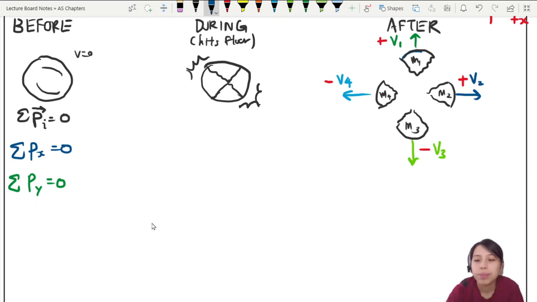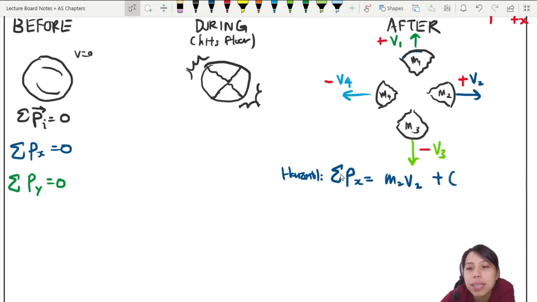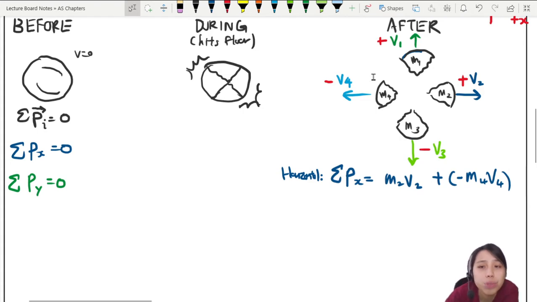After collision, you can say that the total momentum in the horizontal can be added up by a few plates, which is the one moving to the left and the one moving to the right, because X is horizontal. So I must break up into horizontal and vertical already. So horizontally, the momentum is going to be, let's do the V2 first. So M2 V2 plus the other one, which is negative M4 V4. Negative because it's moving to the left. So that's our total momentum in the horizontal.